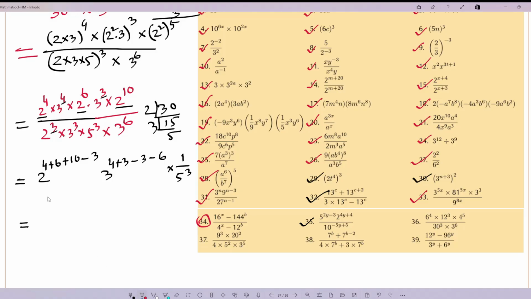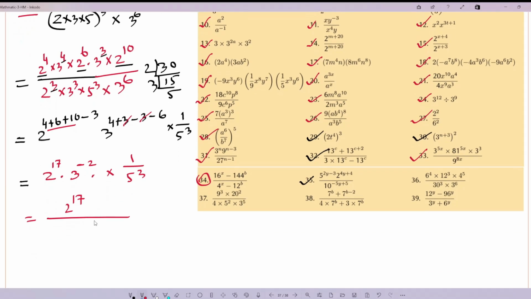Now 2 to the power, here is 10, 20, it means 17. 20 minus 3 is 17, and here is 3 to the power, this 3 out, it means minus 2, and times 1 by 5 to the power 3. So this one we can write 2 to the power 17. This 3 to the power minus 2 we can write 1 by 3 squared, and here is 5 to the power 3. So this is our answer.